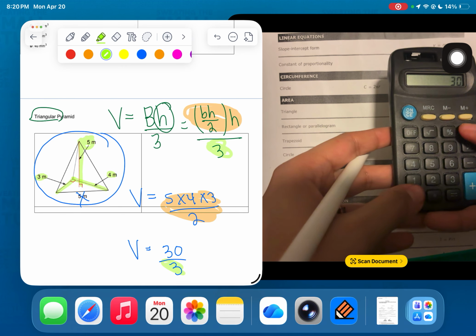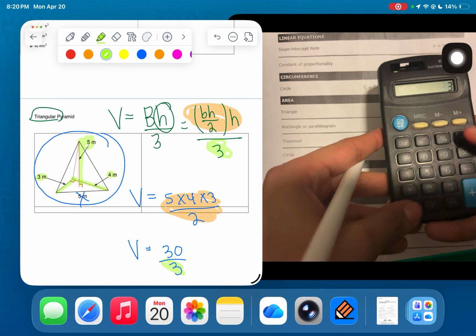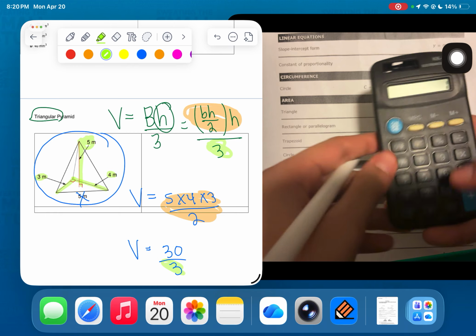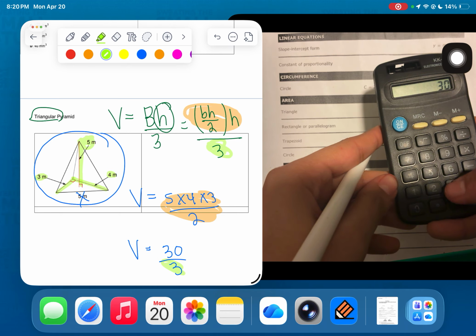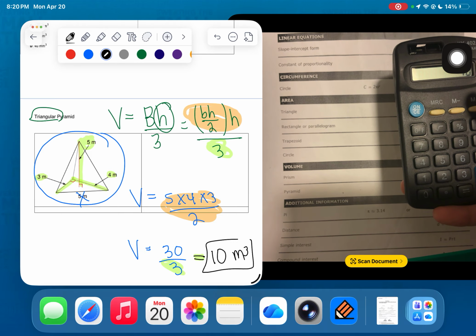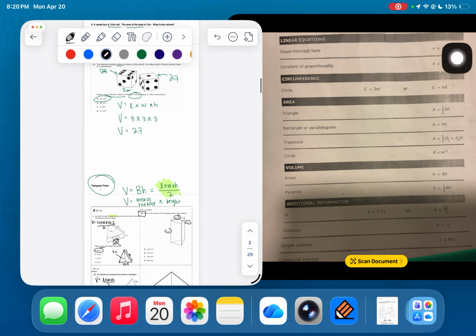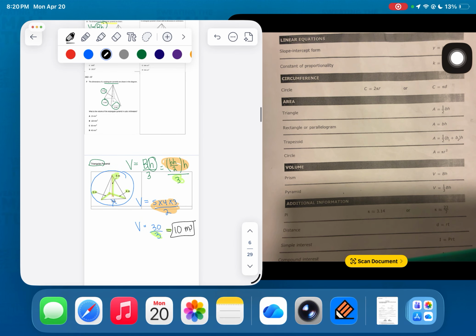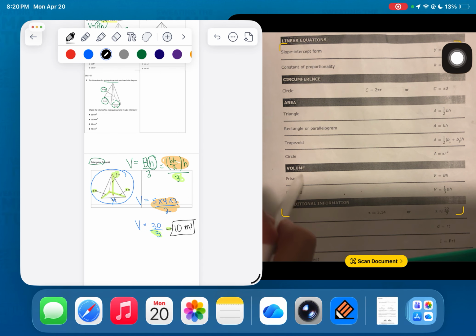So 30 divided by, I'm giving away the answer. 30 divided by 3, 10. So the volume is equal to 10 meters cubed. And you got it. Now you're good with volume. You just gotta practice and make sure that on your test you're using your reference sheet.